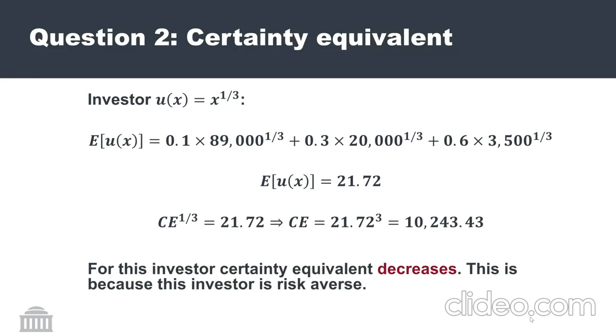And this is expected because this investor is risk averse. In this case, she's presented with a lottery that has exactly the same expected payoff, but it is a risky lottery. And because this investor is risk averse, it stands to reason that the certainty equivalent, or the guaranteed amount that this investor will be willing to trade for this lottery, decreases. And this is what we see by doing these calculations.